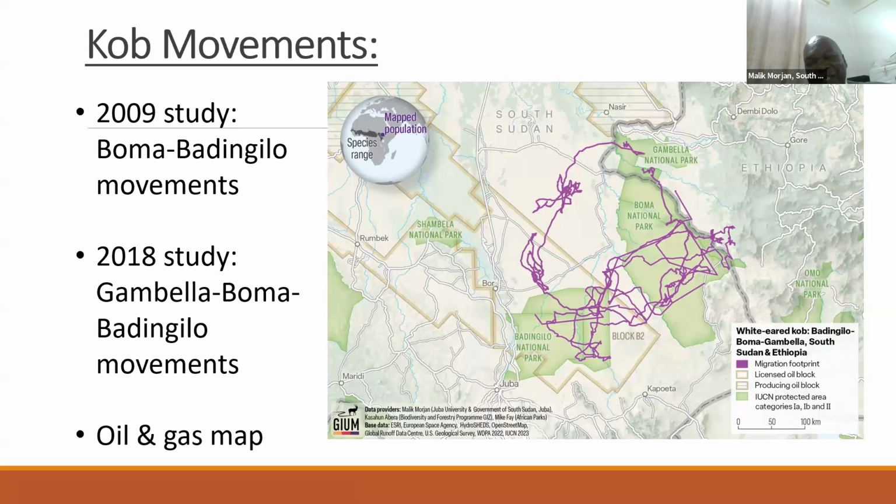And we can look at this map. The Badingilo National Park is completely encompassed within an oil concession map. And this is an area of concern. Here we have a study conducted in 2009 on this group's movement, and this one in 2016 and 18. Both studies showed that this migration spent quite a lot of its time in areas floating over oil reserve.